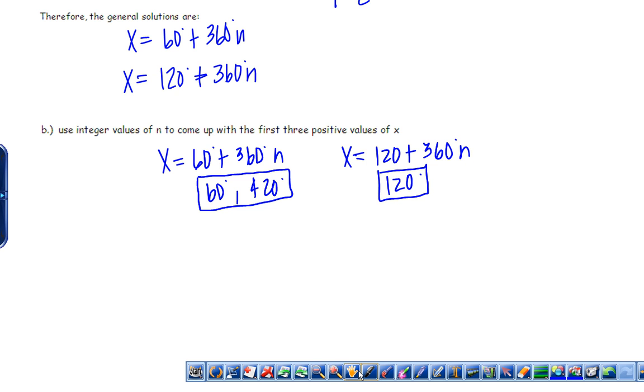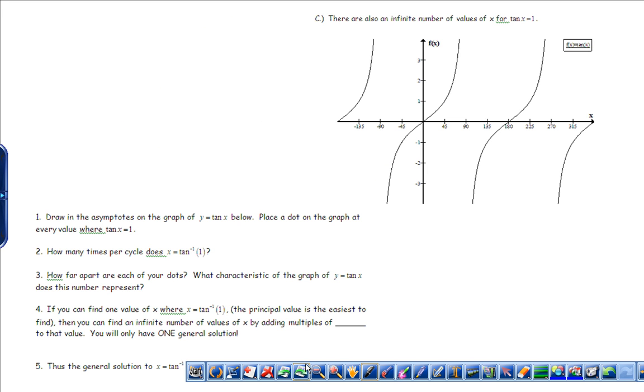Okay, let's try tangent. So tangent says that they want you to plot points on 1. So where are we going to find 1? Well, here's one at 135. You've got it at 45. You've got one at 225. Remember, you've still got asymptotes here. Okay, not really worried about those. And remember, this is 1 cycle.